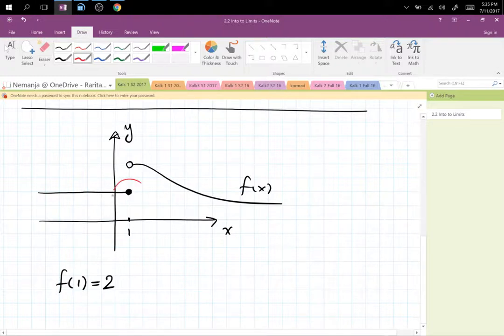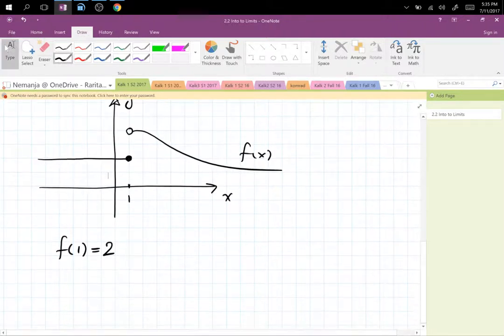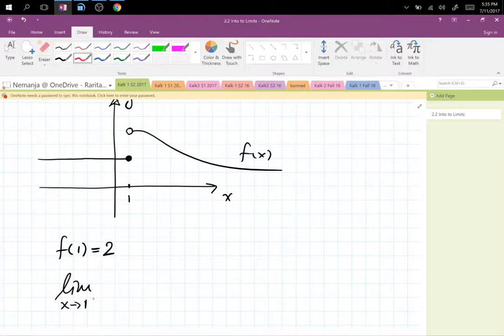So it's clearly defined because I do have a point. Now, if both were open circles, then no. But since one is a closed circle, I do have a point there. Now, what happens is I go and I say, do I have a limit? So this is new, and be careful with the notation, guys. X approaching 1 from the left.